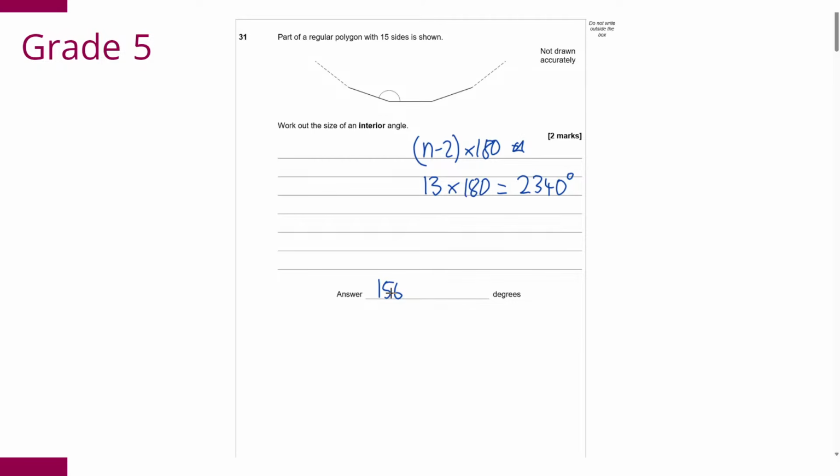Now, a different way you could do it is you could work out the exterior angle. To find the exterior angle, it's really straightforward. You just need to do 360 divided by the amount of sides, which is 15. So 360 divided by 15 gives us 24. So if the exterior angle is 24 degrees, you do 180, take away 24. So the interior is 180 degrees, take away 24, which is also 156. So you know you got it right, yeah?